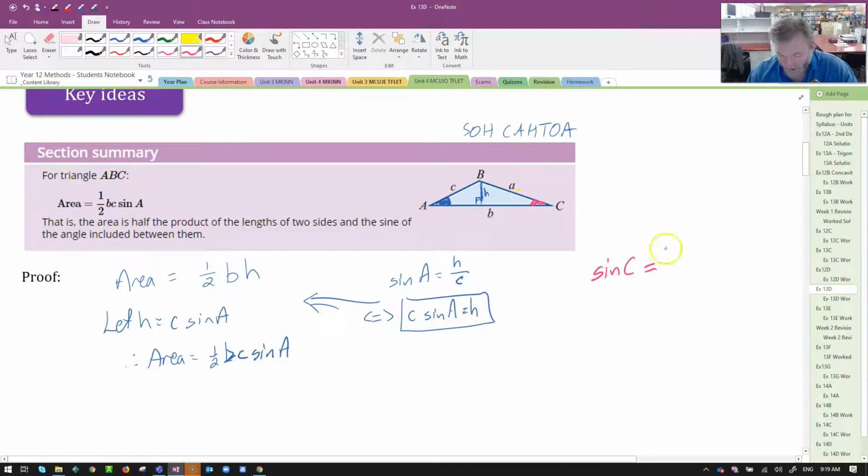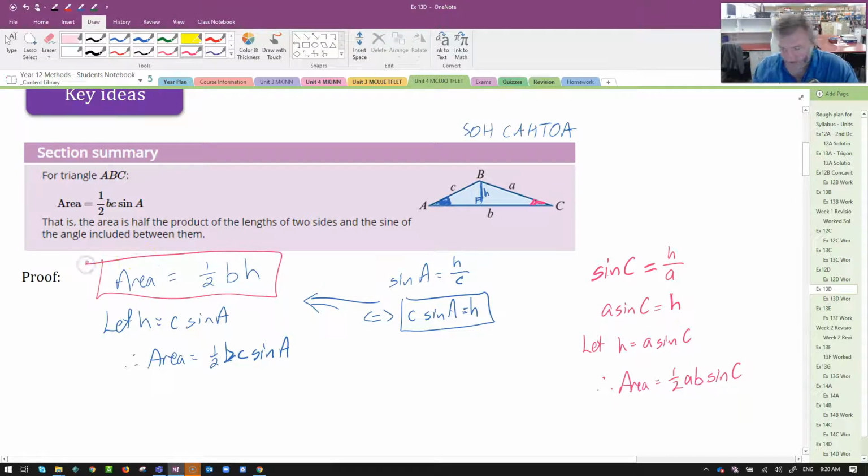Sine of angle C, the opposite side, h divided by the hypotenuse A. So A sine C is equal to the height. So where I've got the area equals 1/2 B times h, I can now say let h equal A sine C. Therefore the area is going to be 1/2 AB sine C when I substitute it into our original equation. And that's all there is to it.